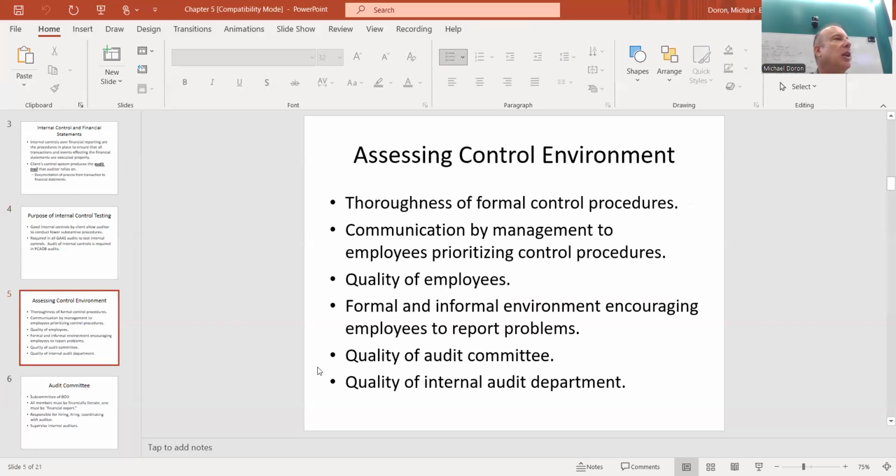Okay, assessing the control environment. So now we're going to talk about testing the internal controls. For starters, what are some big picture things you're looking at? Thoroughness of formal control procedures. There should be a rule for every little thing you do. Every form you have to fill out, every approval you have to get, it should all be written out and made clear to every employee how to do their job. You need to do it this way. If they don't have a whole lot of controls, that's a bad sign.